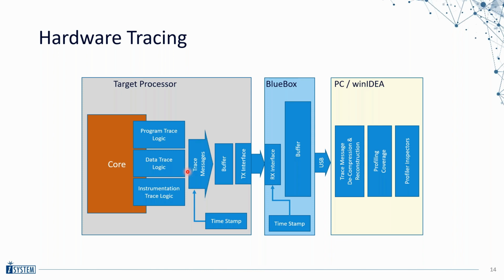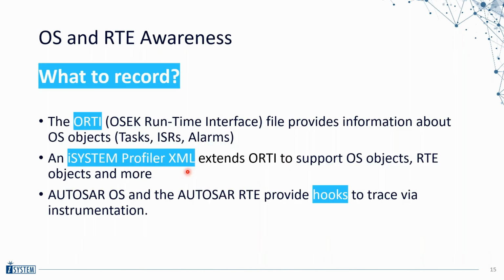Okay. Another question was, you mentioned the iSystem XML proprietary format to get more information about OS objects. Is there a standard? I mean, we didn't mention RTE. There is a standardization process. Could you say a couple of words to that?